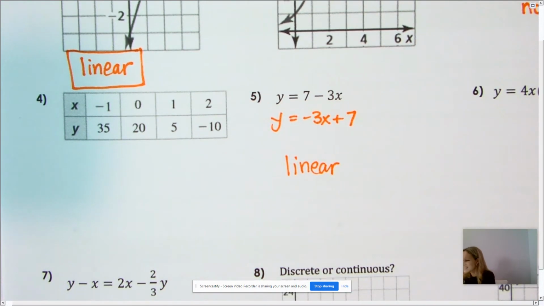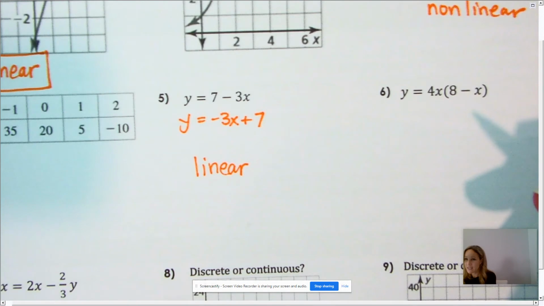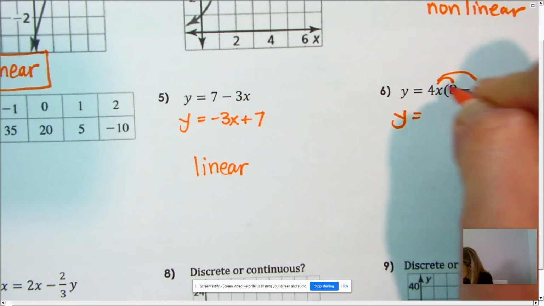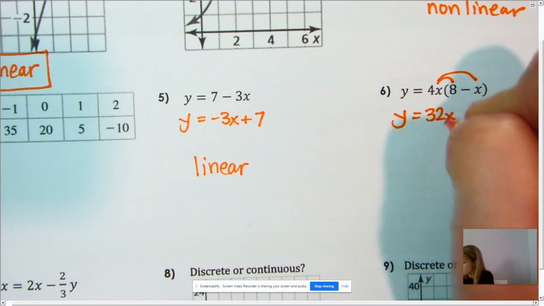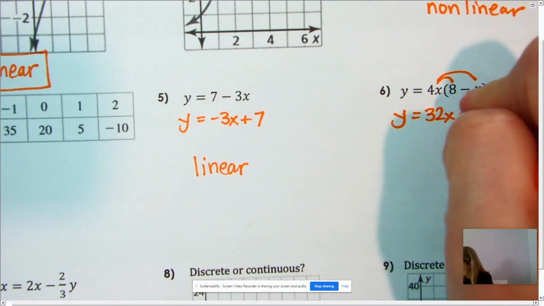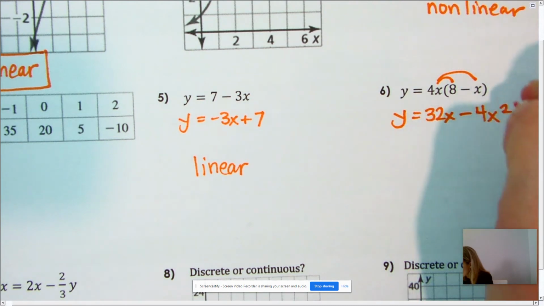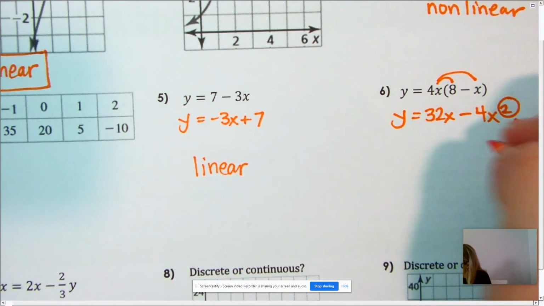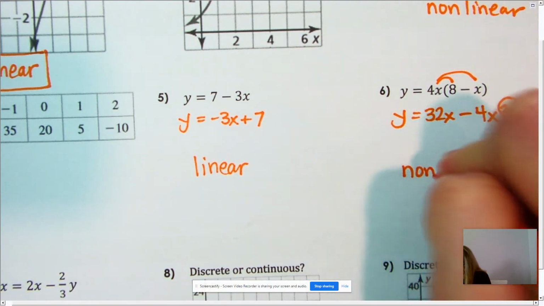Question number 6, think about what would happen if I distributed this. So if I go y equals 4 times 8 is 32x, so far so good, right? But what about here? 4x times x would be 4x squared. Anytime there is an exponent on the variable, it is not going to be linear. Sorry, an exponent that's not 1. So we have a non-linear.